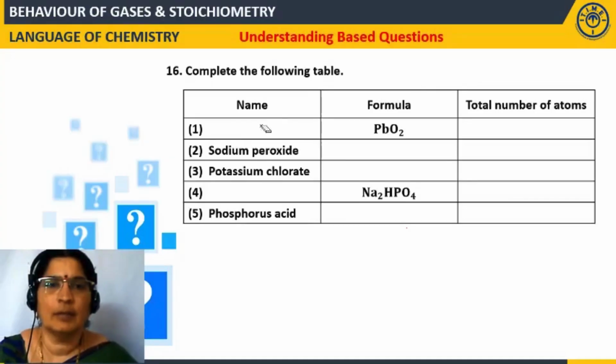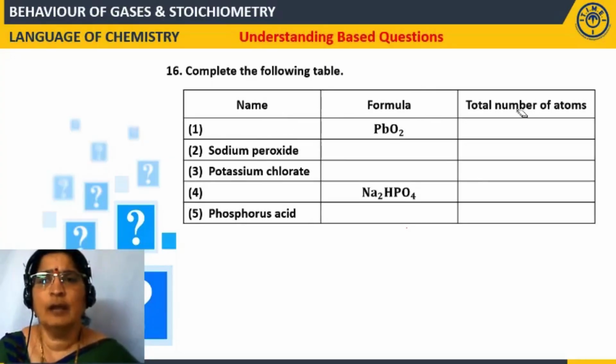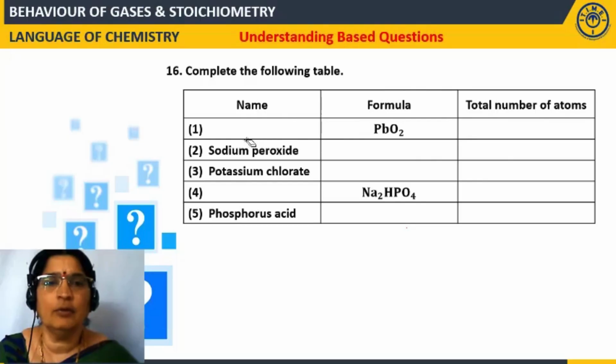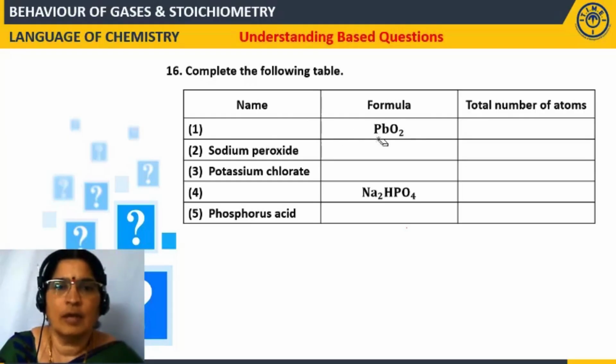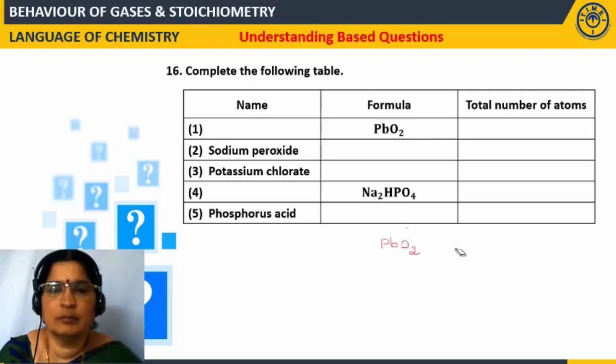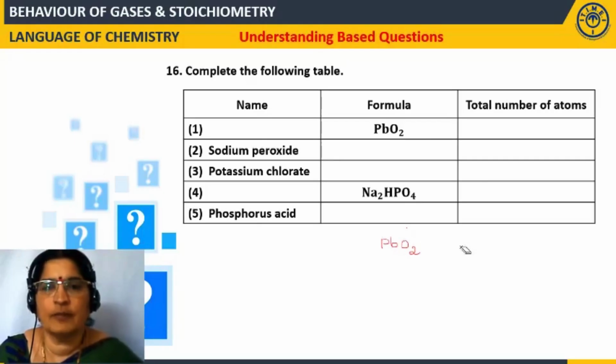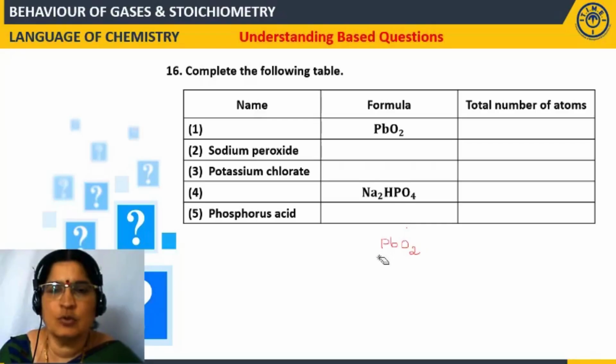Complete the following table. Here name, formula and total number of atoms are given. We need to complete the table. Entry in any one column is given. Seeing that, you need to fill the other columns. Now let us take the first one, PbO2. Actually, you can take the opposite of crisscross method. This 2 goes here, this 1 comes here, right? But oxide should not be 1, it should be 2. That means it should also be doubled.